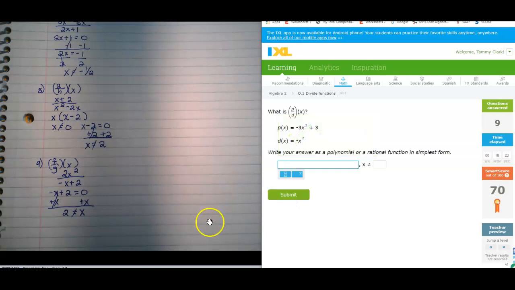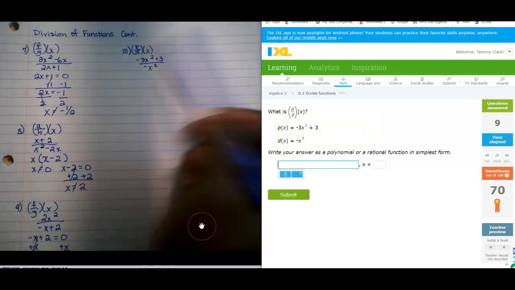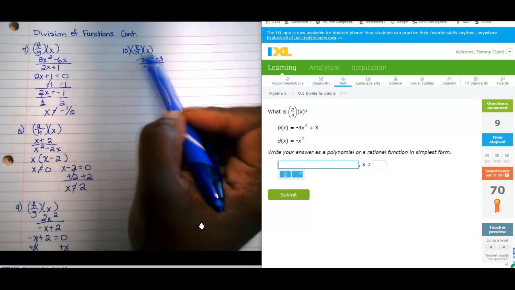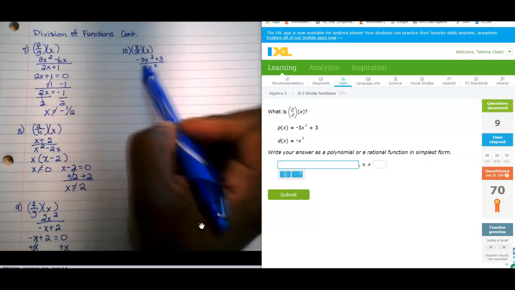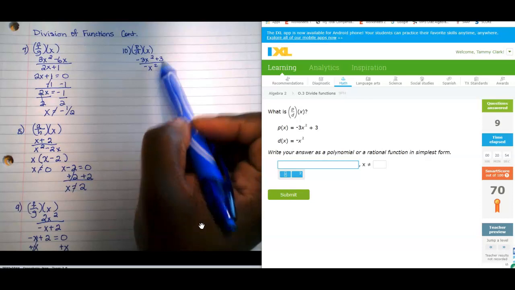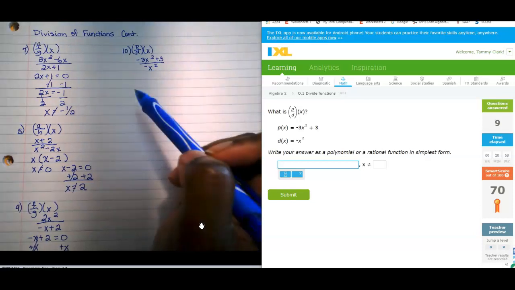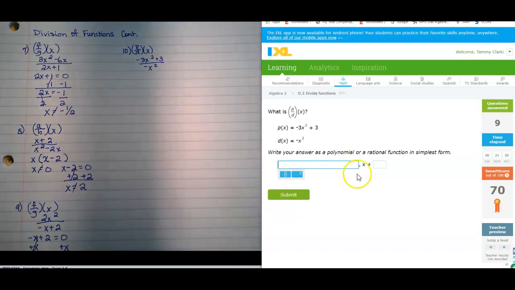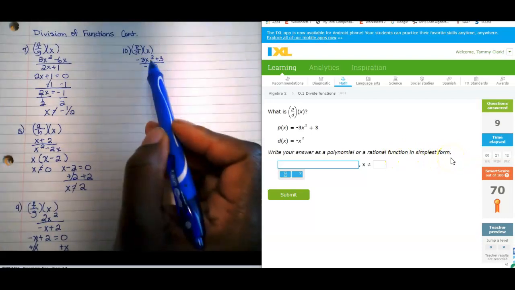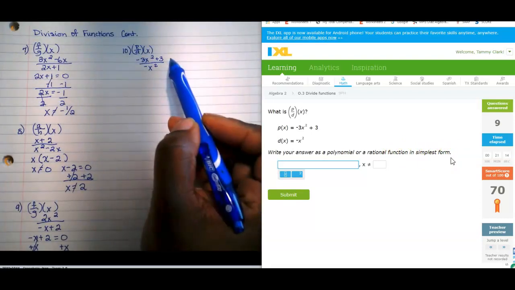Alright, here is our next one. In this problem we've got p of x divided by d of x, and it's negative 3x squared plus 3 divided by negative x squared. Now remember, we're told to write this as a polynomial or rational function in simplest form. This is not in simplest form because we have a GCF on the top.